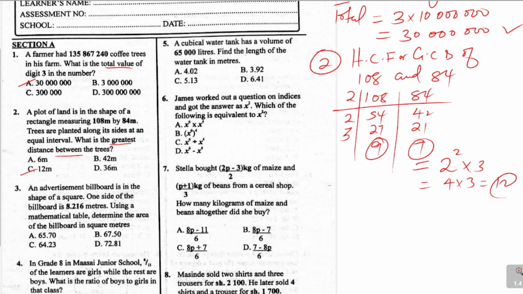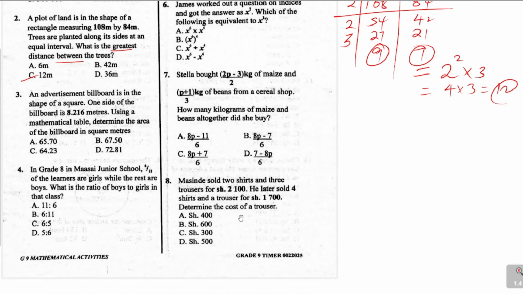We go to question 3. An advertisement billboard is in the shape of a square. One side of the billboard is 8.216 meters. Using mathematical tables, determine the area of the billboard in square meters. The billboard is in the shape of a square, and you're given one side. You know that in a square, all the sides are equal. In simple terms, you're supposed to get the area of that square billboard.